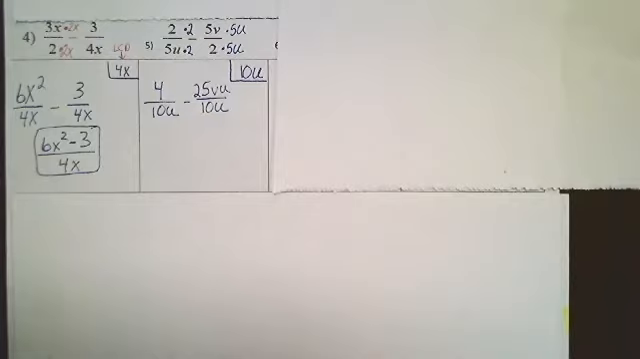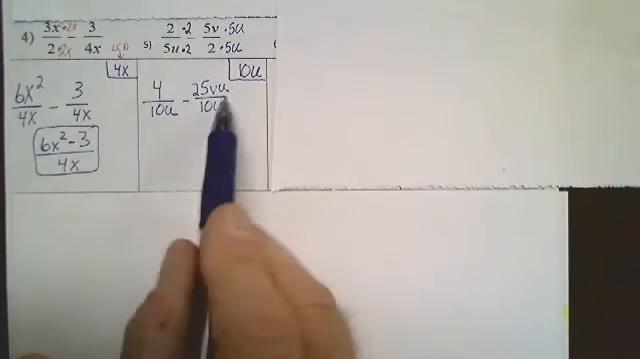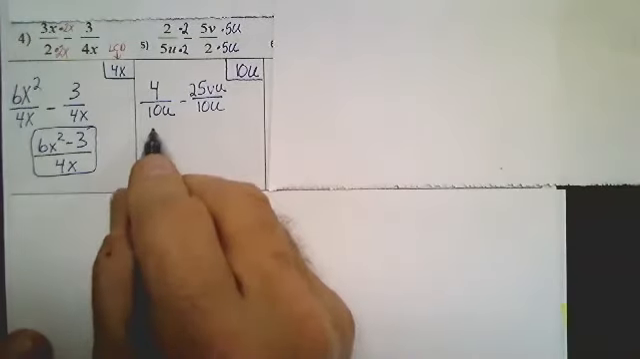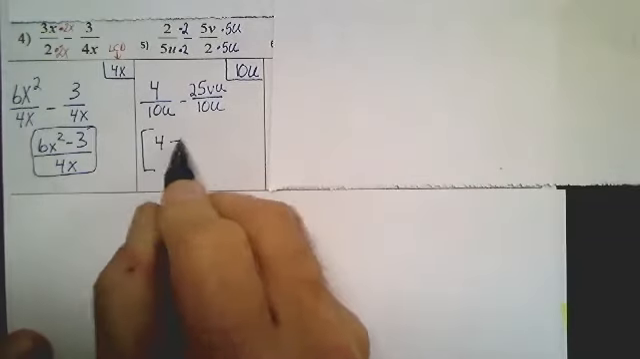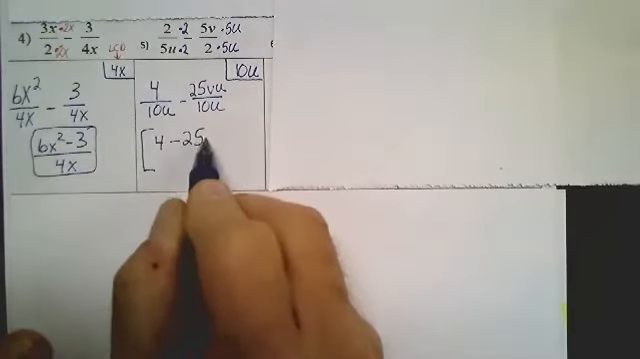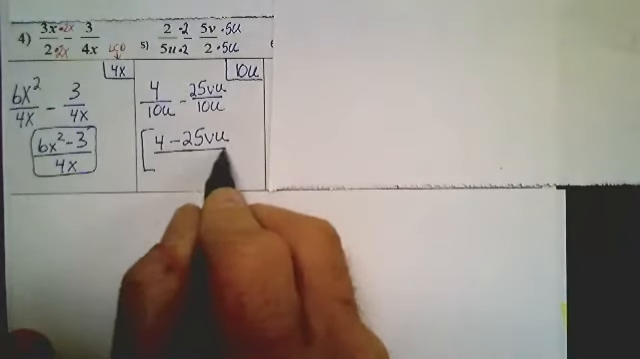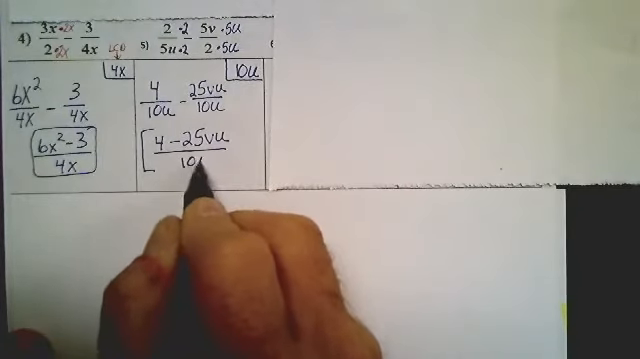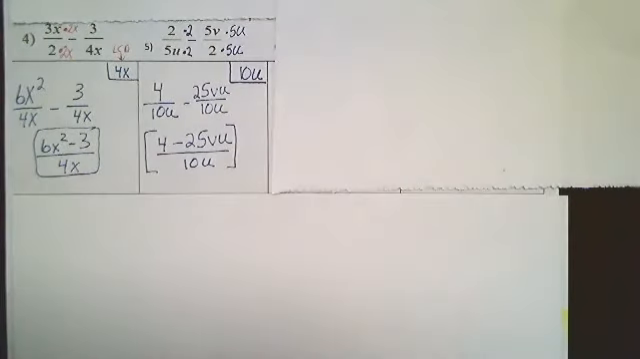Denominators are now the same. There are no like terms. Sometimes there are, not today. So you just squish it all together. 4 minus 25 VU over 10u. And that's all you can do with that one.